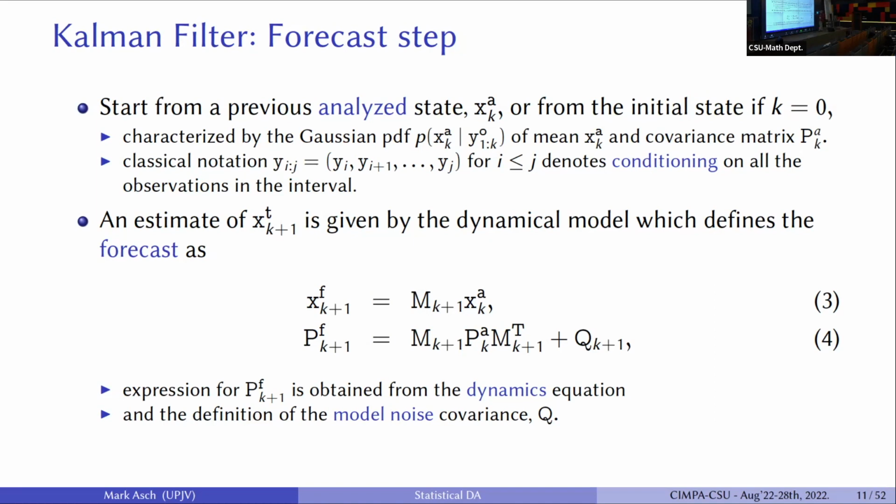But you see, I've added a second equation, and that's the equation for the covariance matrix. So not only do I project in time, evolve in time the state, but I also evolve in time the covariance, and that's the secret of the Kalman filter. You're doing it at the same time. So I have a dynamic equation for the state and a dynamic equation using the same dynamics, of course, Mk plus 1. And this is the model noise. So you see the expression for PF is obtained from the dynamics equation and the definition of the model noise covariance Qk plus 1.